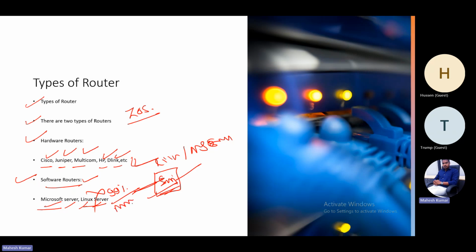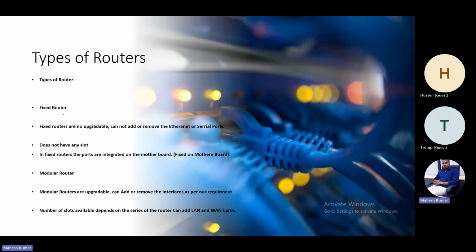Only by minimum location only you'll get it, like by luck, by chance only you'll get. So forget about this. Just focus on Cisco, Juniper, Multicom, HP, and D-Link, and many other vendors that are there in the market. Types of router: fixed router and the modular router.